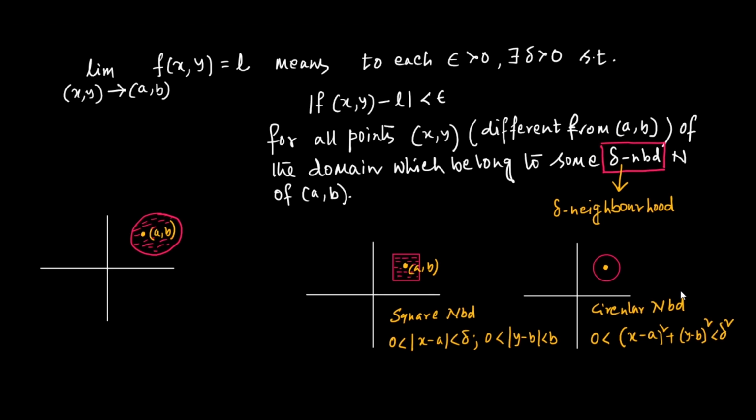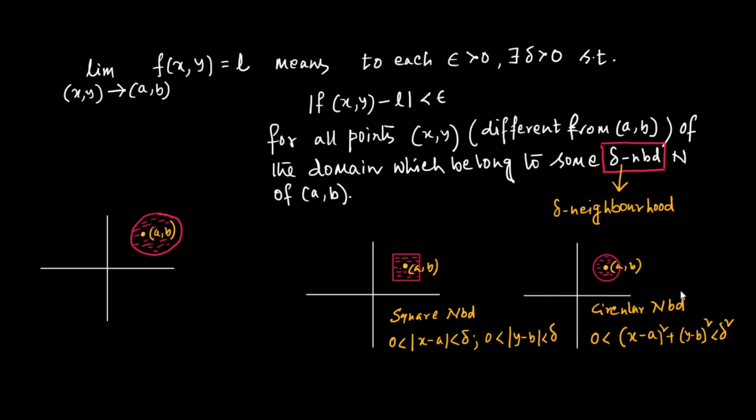If we make delta very small, the neighborhood will also squeeze, and as a result all the points lying in this neighborhood will come very close to the point (a, b). That's why I said a neighborhood means a region whose area depends on the parameter delta. Sorry, I made a mistake here, this should be delta. So if you choose a small delta, your area will be squeezed and all the points will come closer to (a, b).